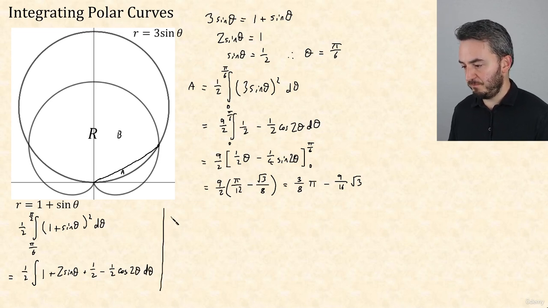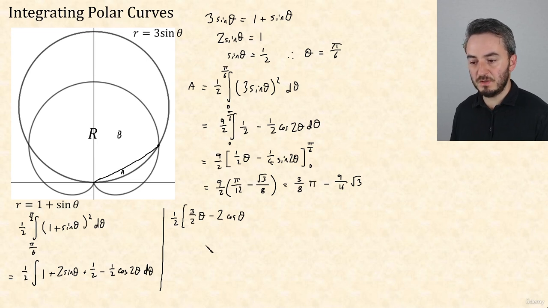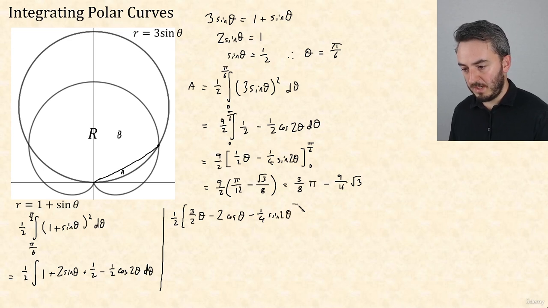Continuing that integral here, we can actually just do the integration now. So it's half of, and I've got 1 plus a half, so that's 3 over 2. Integrating that is 3 over 2 theta. Then I've got 2 sine theta, which integrates to minus 2 cos theta. And then I've got minus a half cos 2 theta, which integrates to minus a quarter sine 2 theta. And all of that between pi over 6 and pi over 2.